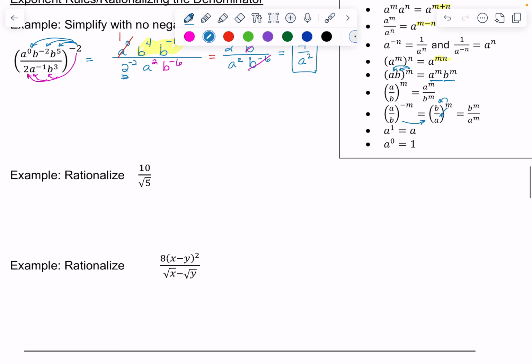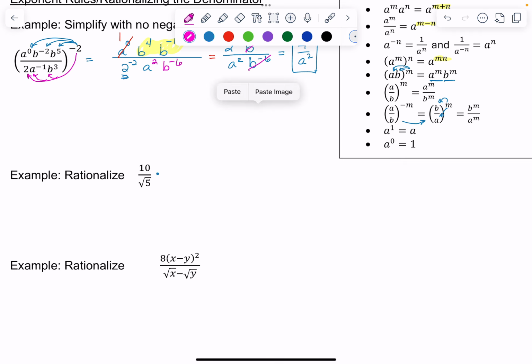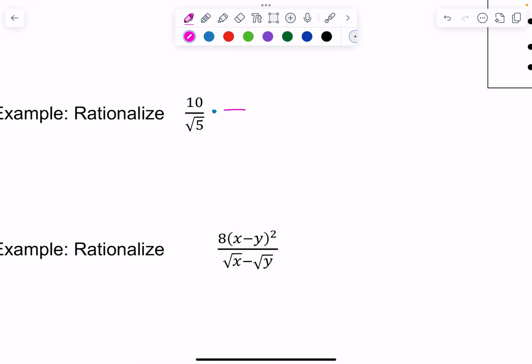The next example wants us to rationalize. What that means is I don't want a square root in the denominator. So what I'm going to do is multiply both the numerator and denominator by the same thing, the square root of 5 and the square root of 5. Those two square roots multiplied by each other gives me a 5 in the denominator, and in the numerator I get 10 square root of 5.